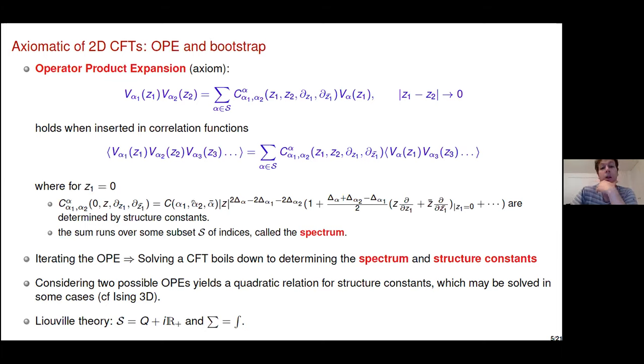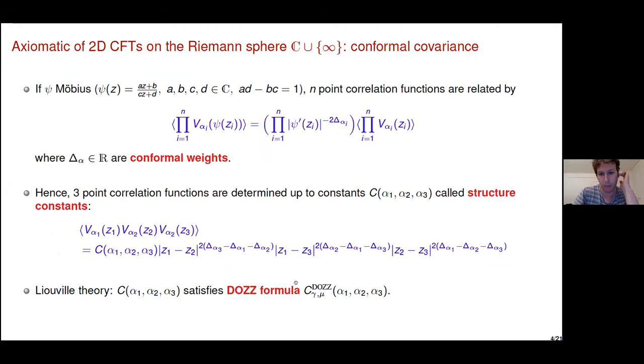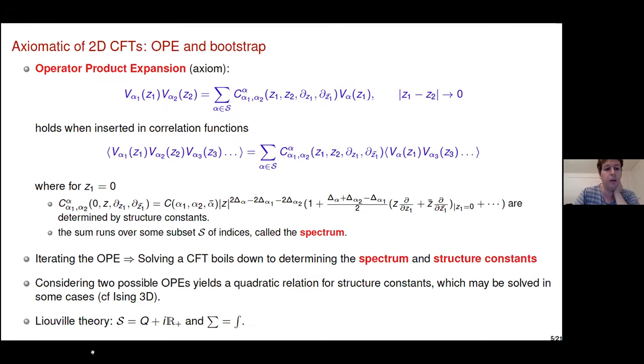Now, in this talk, as I said, for physicists, what is Liouville? It's an explicit expression for the structure constants, which is called the DOZZ formula, an expression for the conformal weights that we'll see, and it's the spectrum. In Liouville, the spectrum is Q plus iR plus. So i is the imaginary number, R plus is the half real line. And Q, we'll see that in Liouville theory, it depends on a parameter gamma and mu, and Q is related to gamma by the relation gamma over two plus two over gamma.